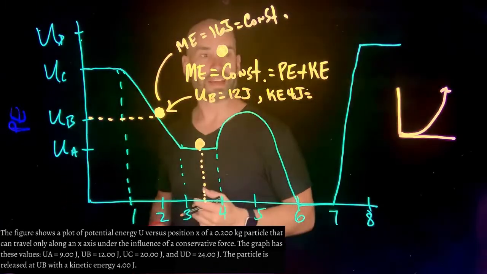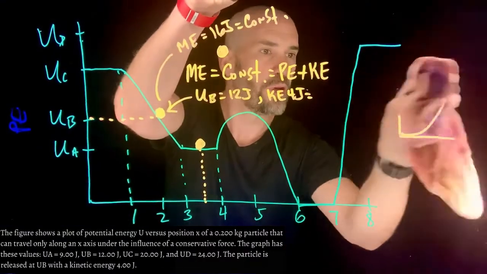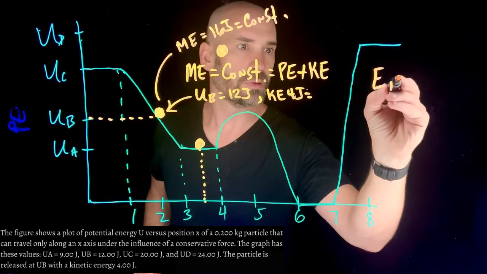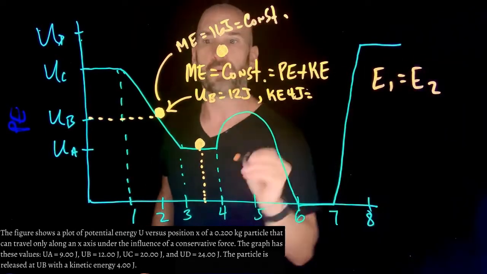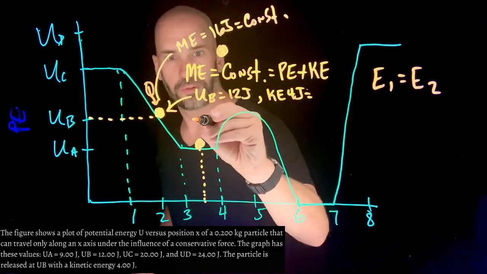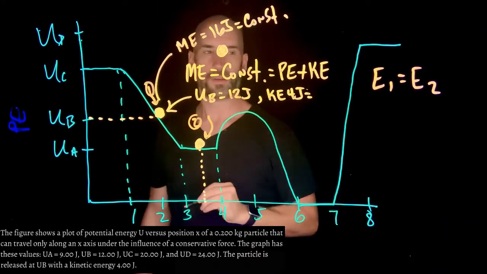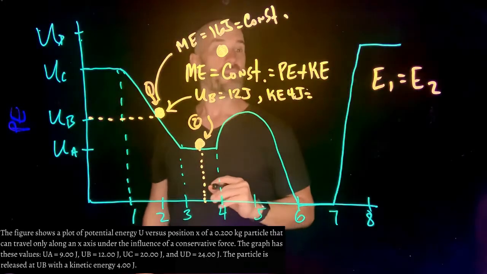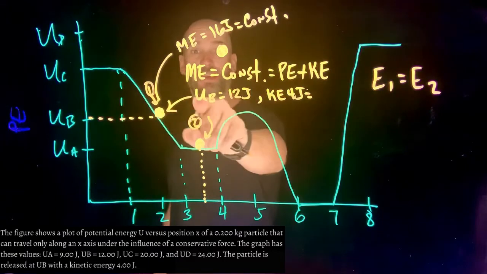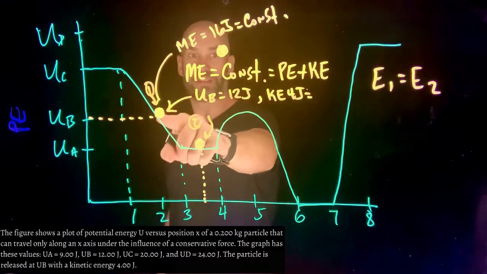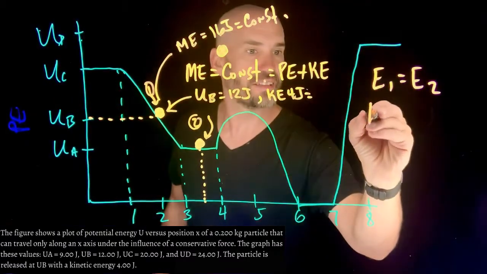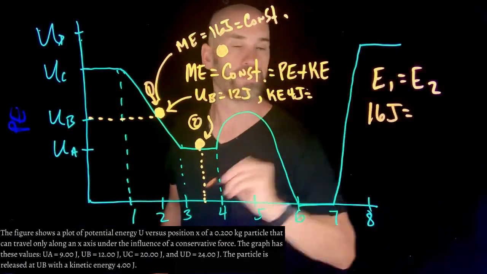Well, how do we solve any conservation of energy problem? You know it by this point. We just say that E1 equals E2. And remember, this is our 1 right over here, and this is our 2 right over here. Okay? They're two different positions. Now, what kind of energy does it have right here? Well, it has potential and kinetic, right? It has 12 joules of potential energy, 4 joules of kinetic energy. But we can just go ahead and add that and just say 16 joules. It starts out with 16 joules, okay?